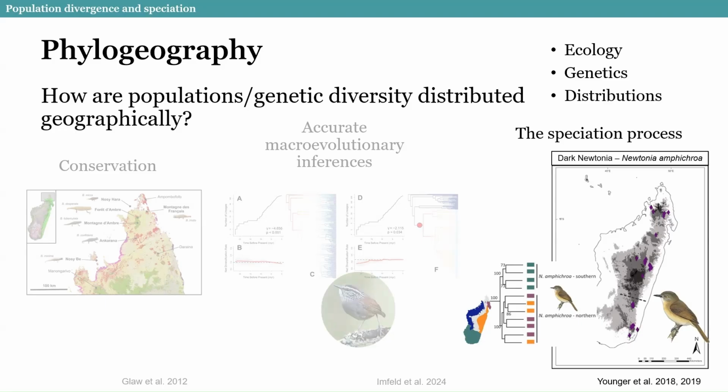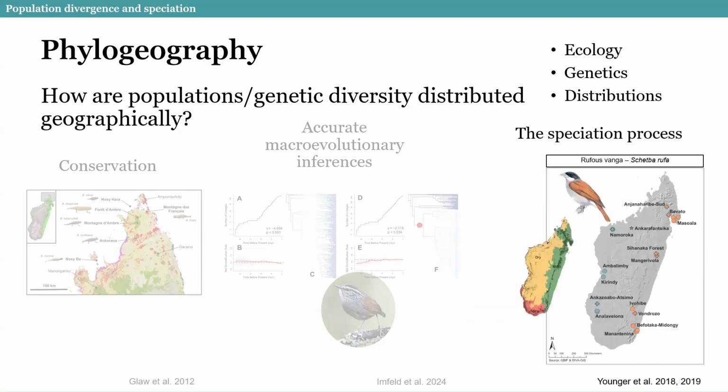And this is something that my lab group has actually been working on in some different Madagascar birds for a while. As an example, this dark Newtonia, which is a kind of vanga, has, it turns out, two very genetically divergent populations in the northern and southern parts of the mountains. They should probably be considered separate species, and they're separated by this lower elevation area that's a barrier to these montane birds. This is more consistent with a non-ecological speciation process. They're not in particularly different habitats. They just are genetically isolated.